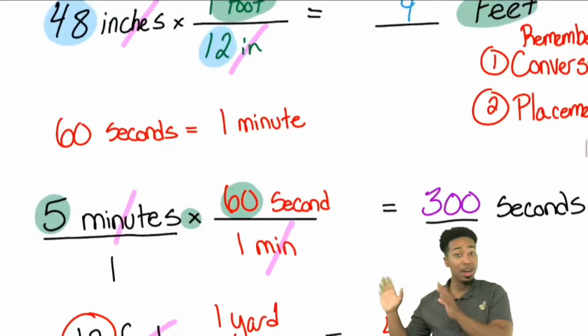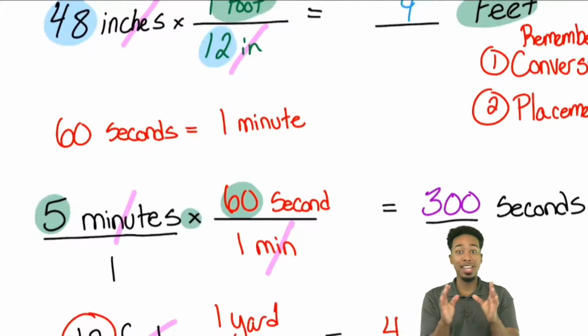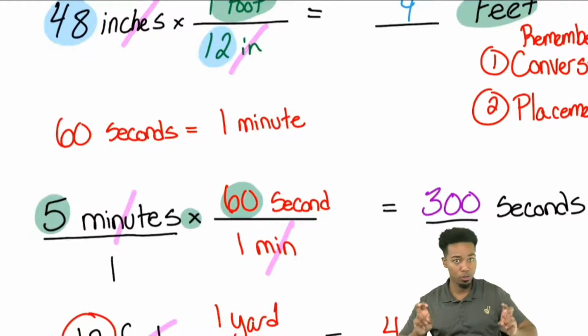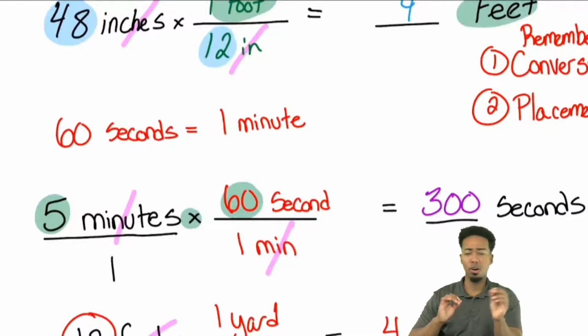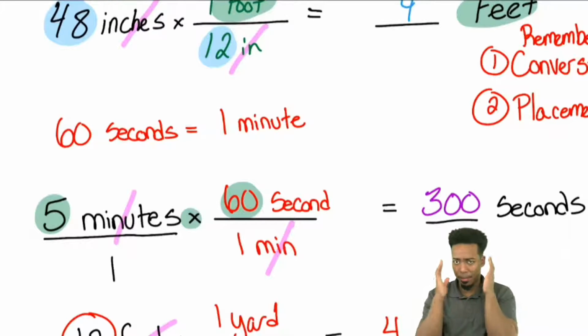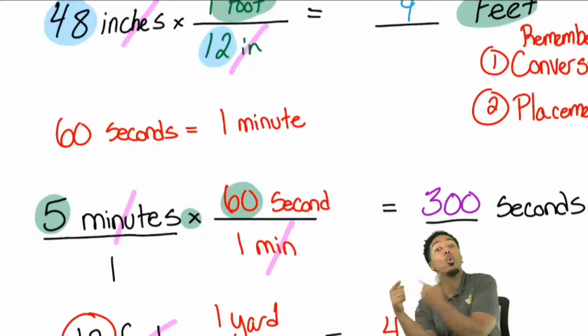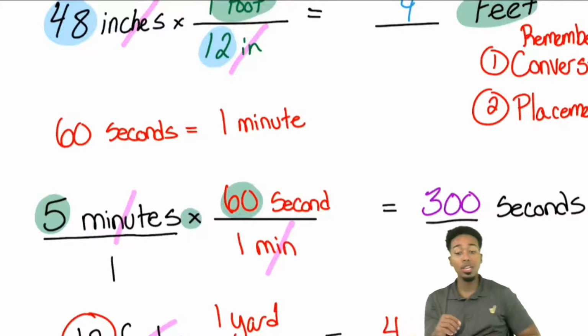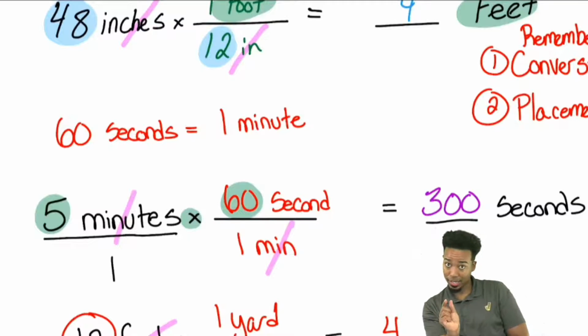And minutes by itself, everybody, I want you to pay attention to this. Minutes by itself does not make it a big unit or a small unit. I want you to get that out of your head. Minutes by itself does not mean big or small, just like feet by itself does not mean big or small. You got to think about what unit you're going to. So here I'm starting with minutes, and then I'm going to seconds, because minutes is bigger than seconds.